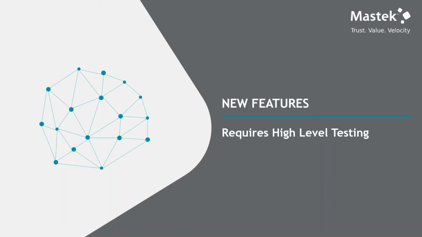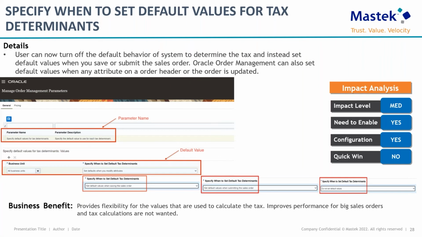Next. So now we'll talk about the new features that we feel may require some high level testing. Again, it depends on business to business scenarios and analysis. So first one is specify when to set default values for tax determinants. Now, tax determinants help in calculating tax for one of the transactions.